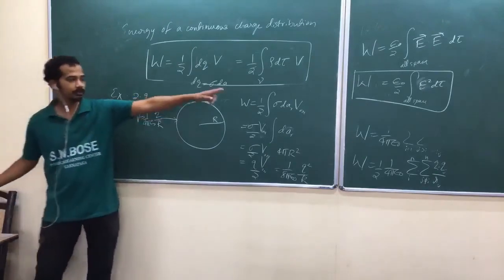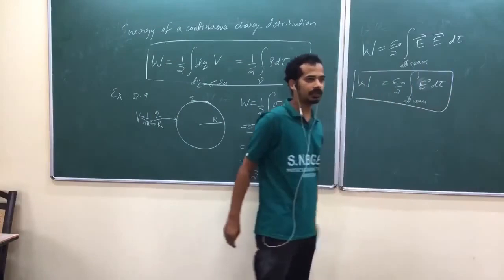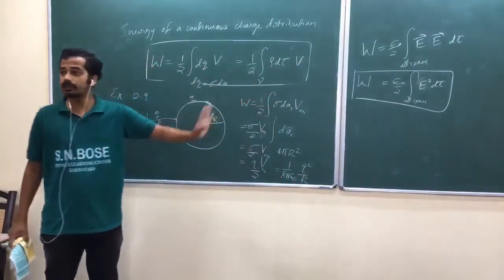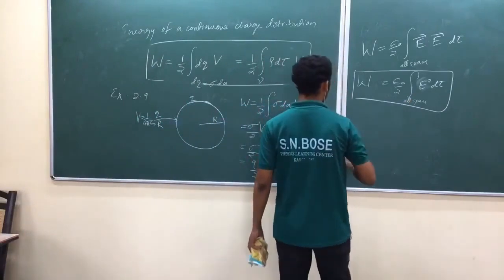Other possibilities, you can go for this one. What is the electric field inside? That is 0. You don't have to integrate inside. But in this integral, you have to integrate over the entire region of space. Is that okay? But you don't have to take the electric field inside.